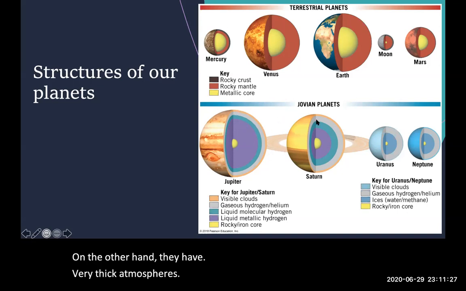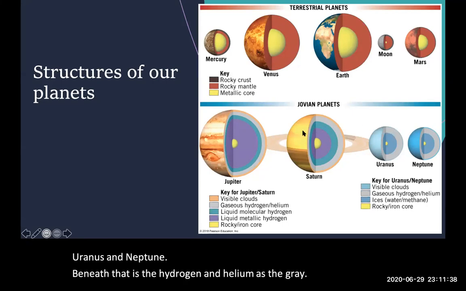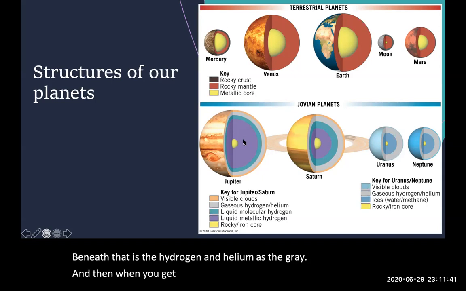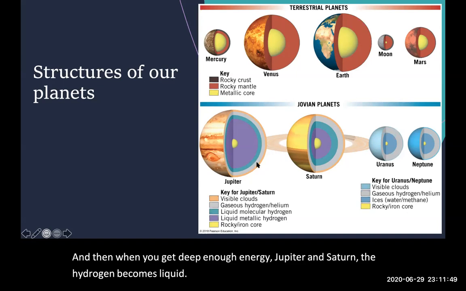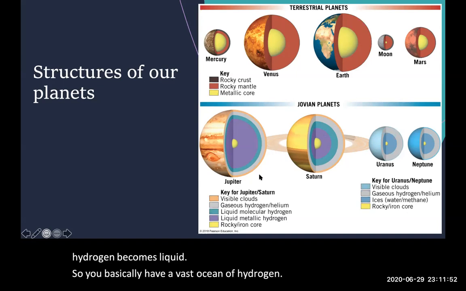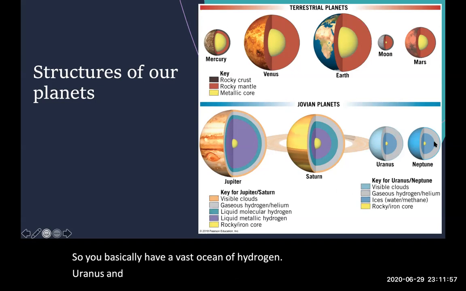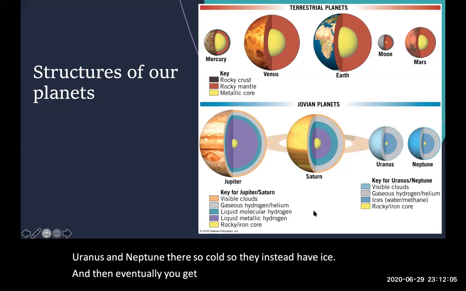These are the visible clouds from Jupiter, Saturn, Uranus, and Neptune. Beneath that is the hydrogen and helium. It's the gray layer. And then when you get deep enough into Jupiter and Saturn, the hydrogen becomes liquid. So you basically have a vast ocean of hydrogen. For Uranus and Neptune, they're so cold, so they instead have ice. And then eventually you get down to a rocky iron core.